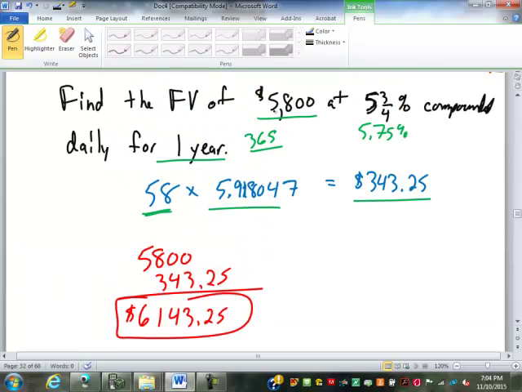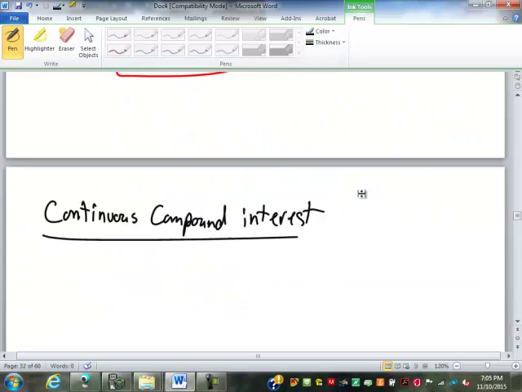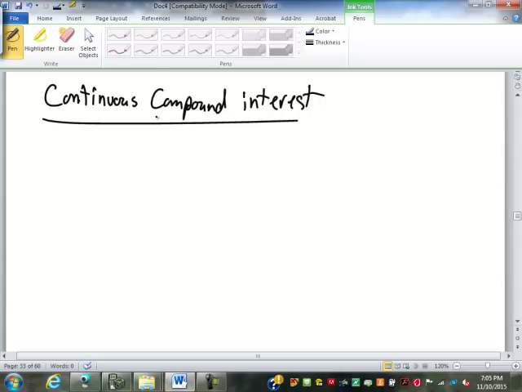So the 5,800 at 5 3/4% compounded daily for 1 year. The future value for continuous compounded interest, and I'm praying that this works out because it's been a long time since I've done it and I don't have this in my notes. I'm going to take my 5,800 bucks times e. e is a natural constant, it's like 2.718, blah, blah, blah, to the power of my rate, which is 0.0575, times my time of 1 year.